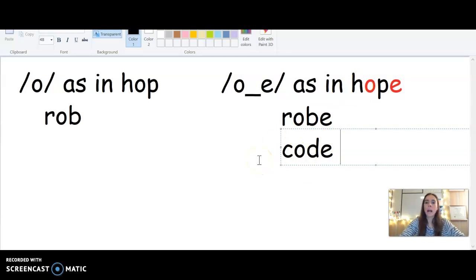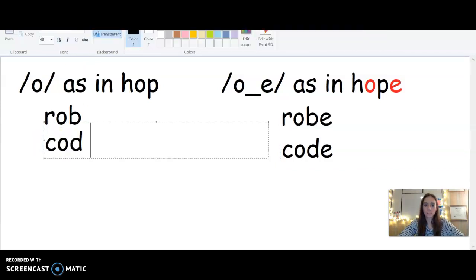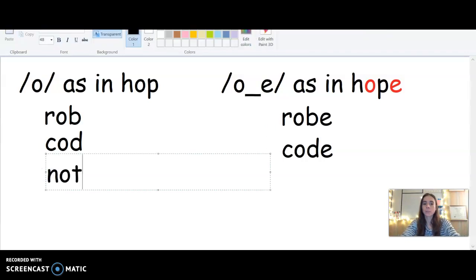Next word, cod. Cod. Does it have the short o or long o? Yep, I hear cod over here. Has the short o sound. Good. Next one, not. Not. Does it belong over here for the short o or over here for the long o sound? Not. I agree. It goes over here under short o.